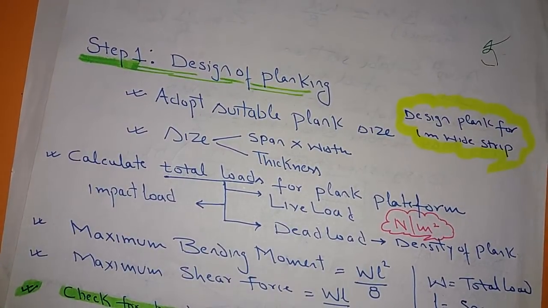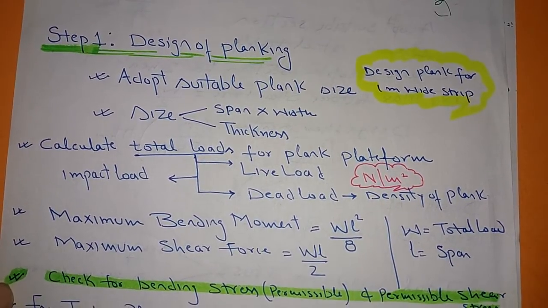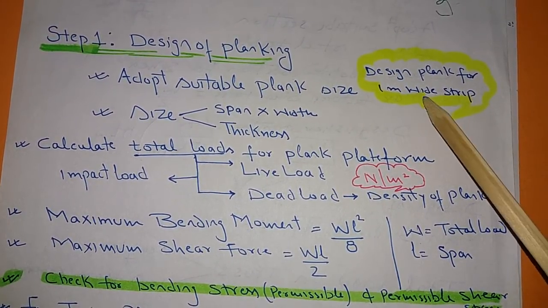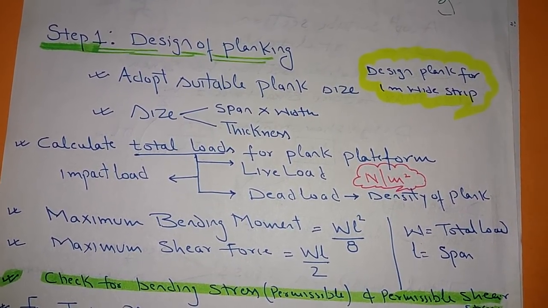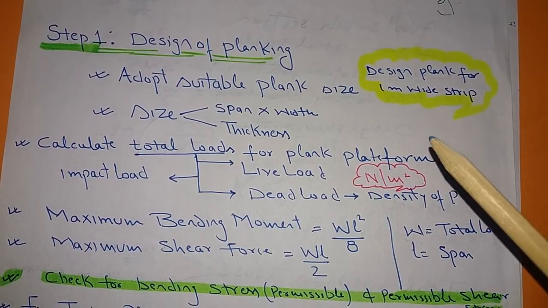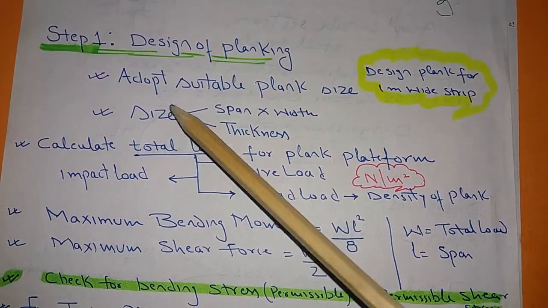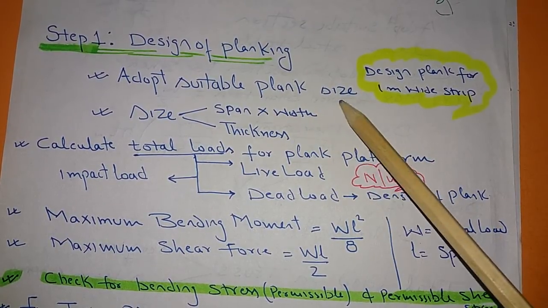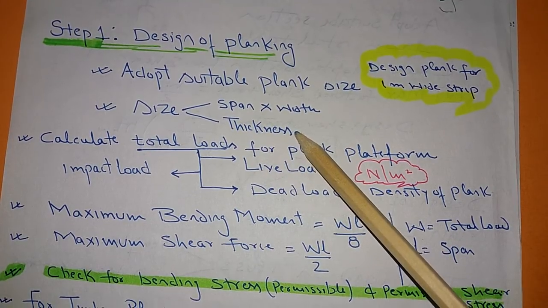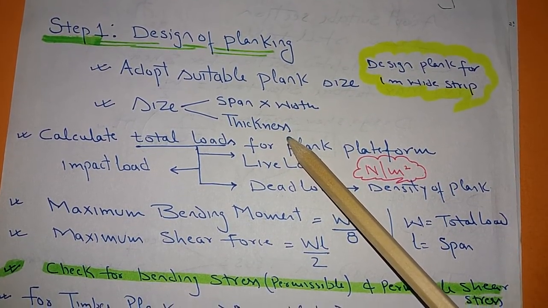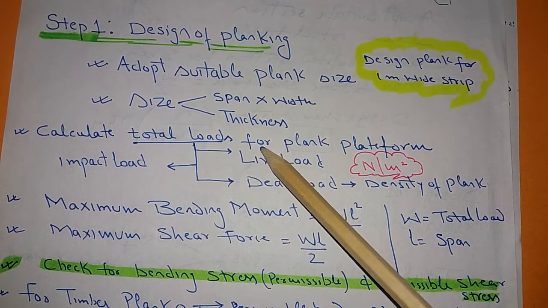Before starting this step, just keep in mind the design of plank will be for 1 meter wide strip only, as we have designed the slabs in design of concrete. Now, first of all, adopt suitable plank size. Suitable plank size will depend upon the span, width and thickness. So you have to decide the thickness. Then, according to thickness, you need to calculate total load for the plank platform.